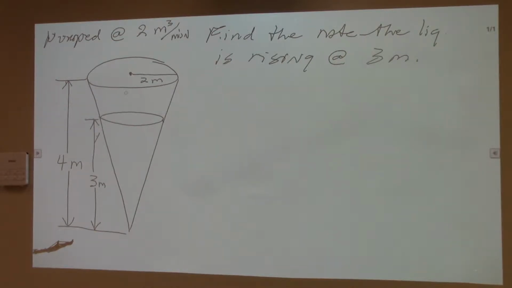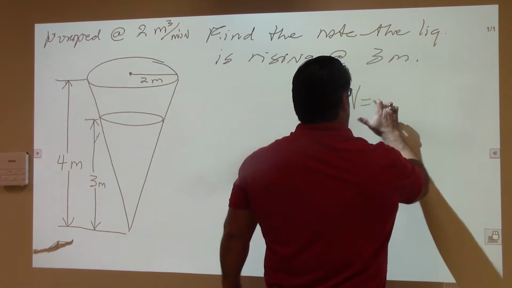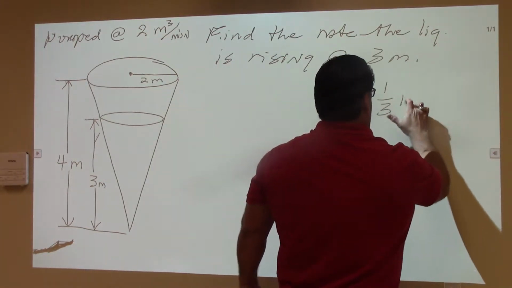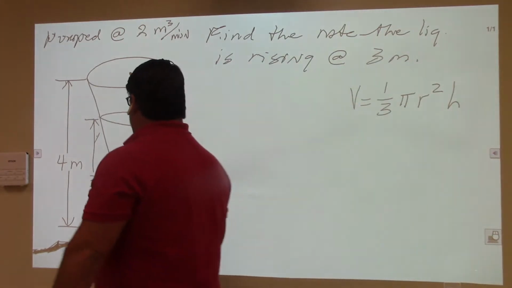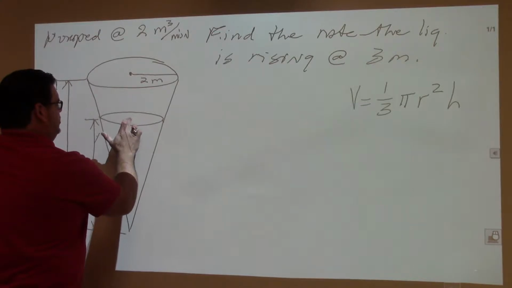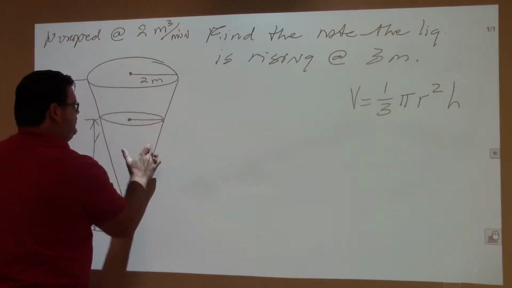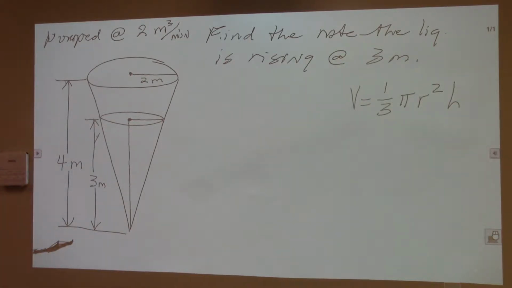Now, the first thing you want to do, you know you're going to be working with V is equal to 1/3 pi r squared h. So that's given. Volume is equal to 1/3 pi r squared h. Make sure I wrote that down right. Sometimes I forget. Well, it doesn't help us at all unless we figure out the related what? The related rate.